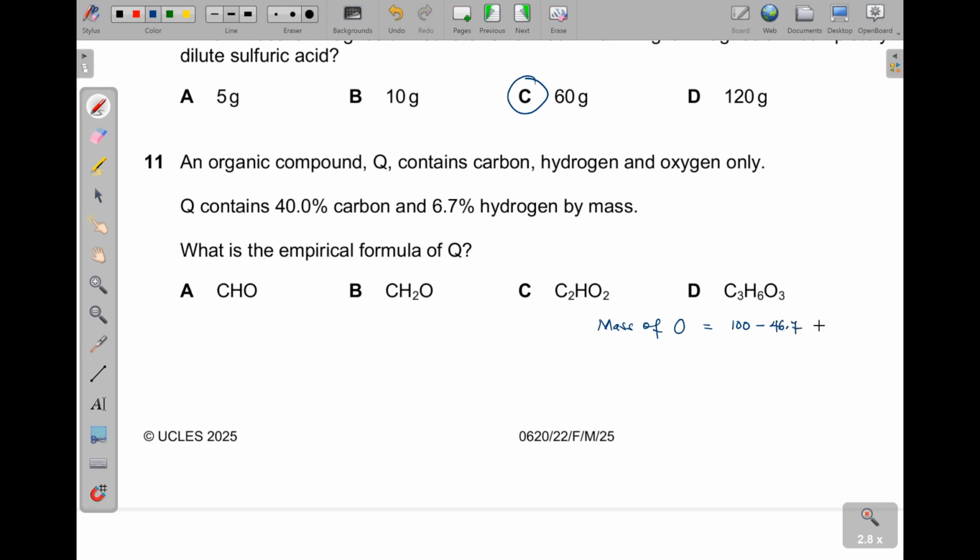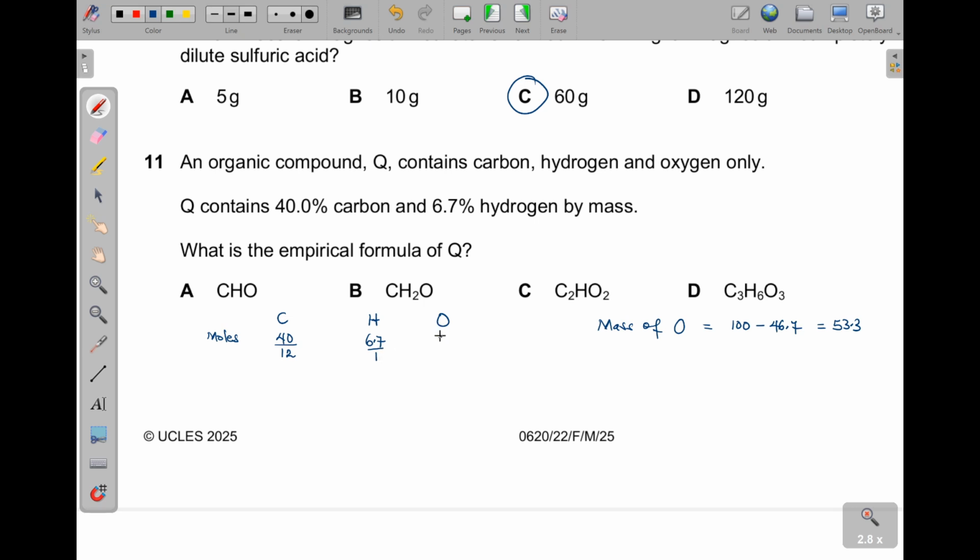46.7. And then this one will give us 53.3. So I will have carbon, hydrogen, and oxygen as the elements. Then the number of moles: the percentage by mass of carbon is 40, divided by the AR, the relative atomic mass of carbon, which is 12. And then the mass for hydrogen is 6.7. I will divide by the AR of hydrogen, which is 1.